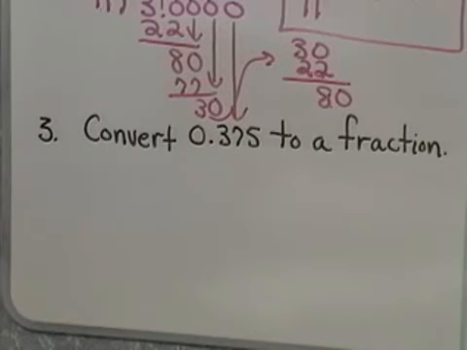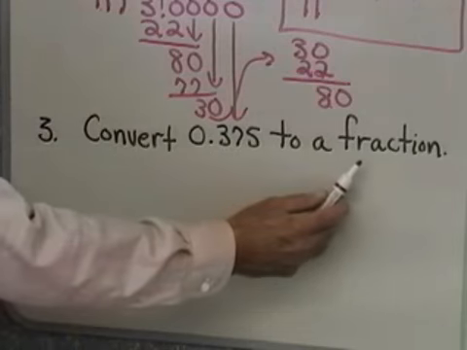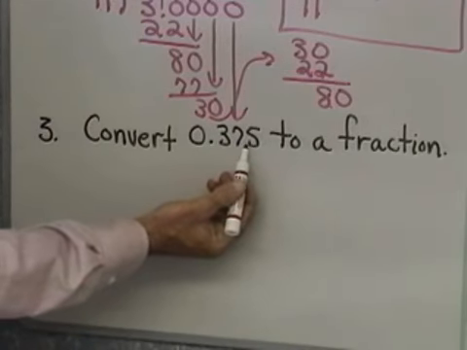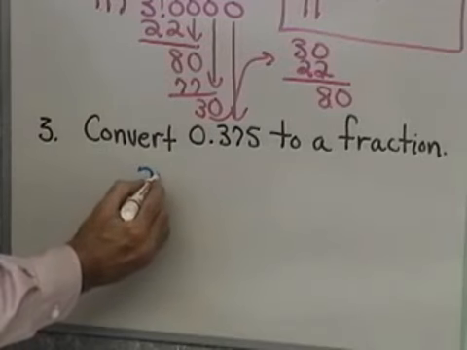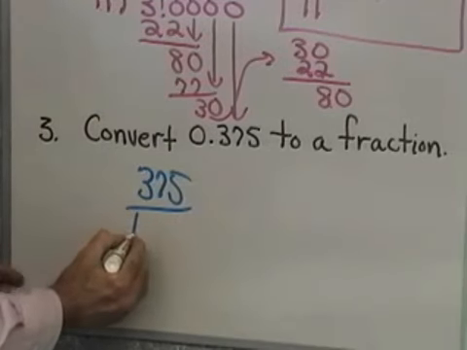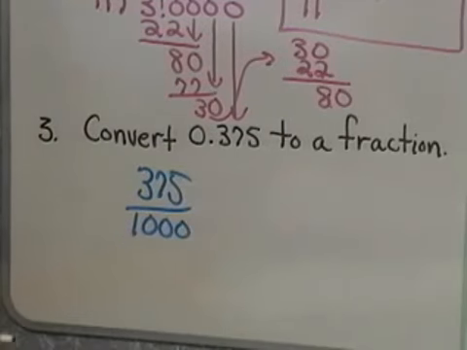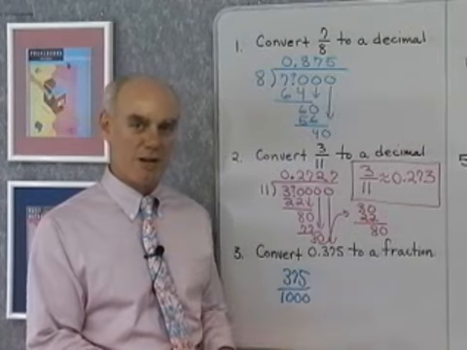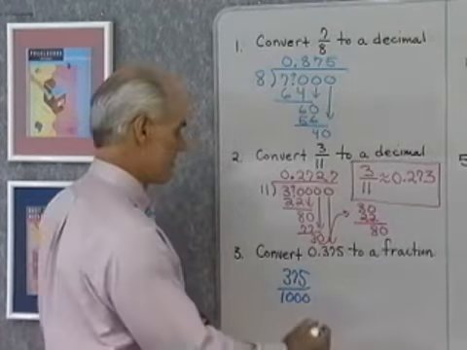We want to convert 0.375 to a fraction. So I want to go from a decimal now to a fraction. So this is 375 thousandths. So it's 375 over 1,000. So there, see, I have converted it to a fraction right here. Now all that's left to do is to reduce that fraction to lowest terms. So let's give that a try.